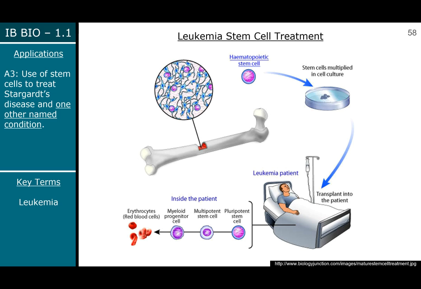All right, and that kind of just shows you the whole process, right? So they cut through your bone, they harvest stem cells, they treat them and culture them so they multiply a whole bunch, so you have a lot more. And then after treatment, they're transplanted back into the patient, and they go from that pluripotent cell into red blood cells or white blood cells or whatever kind of blood cells your body needs.